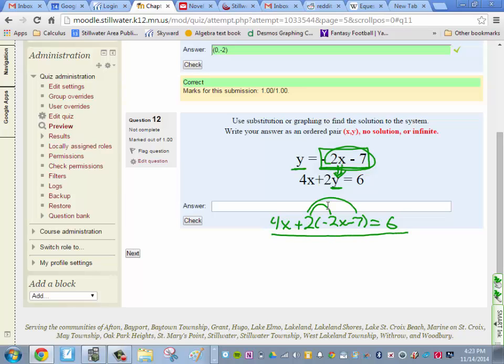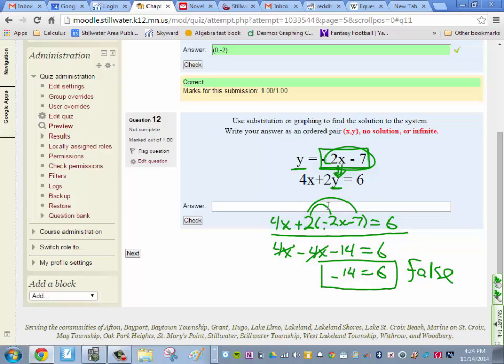I'll distribute this here and here. So I got 4x, correction, the minus sign right there, 4x minus 4x minus 14 is equal to 6. Now my 4x's cancel, and I get negative 14 is equal to 6, and I say, what? That's not true. This is false.